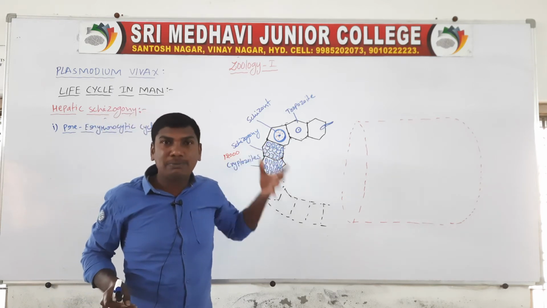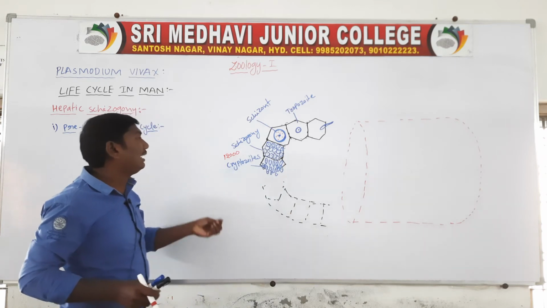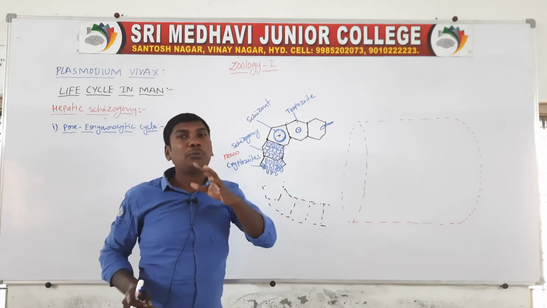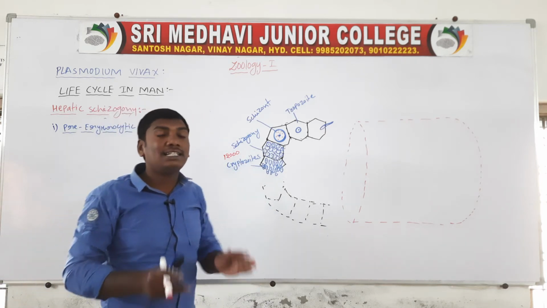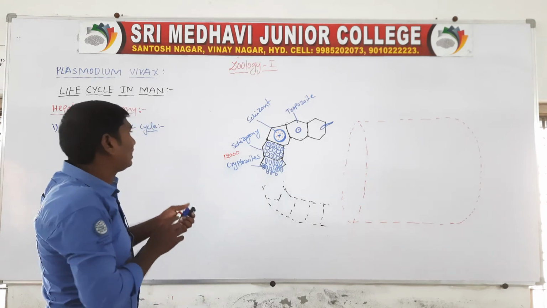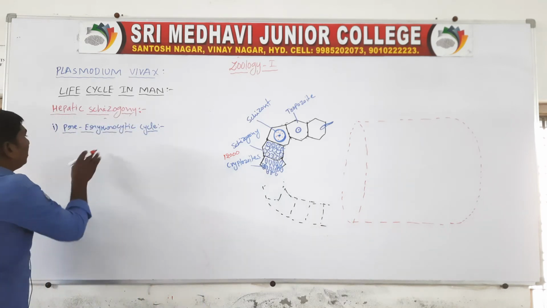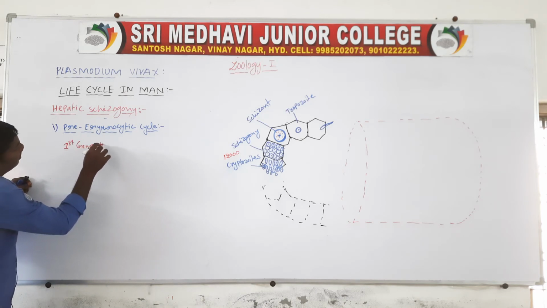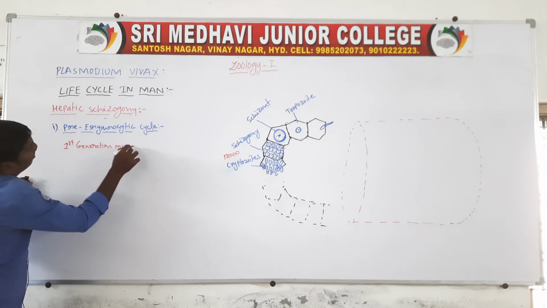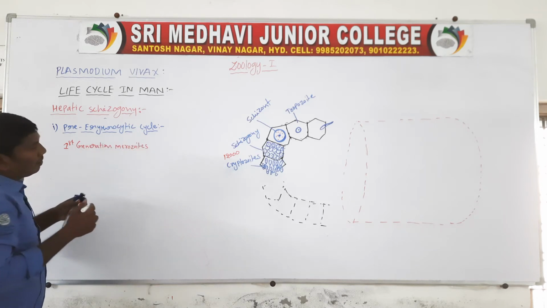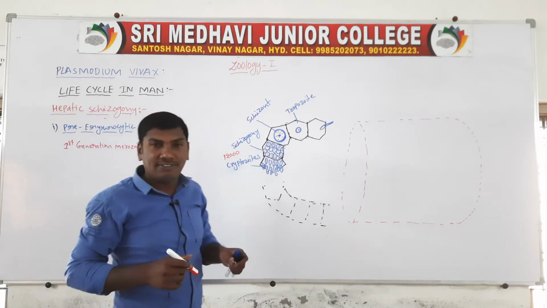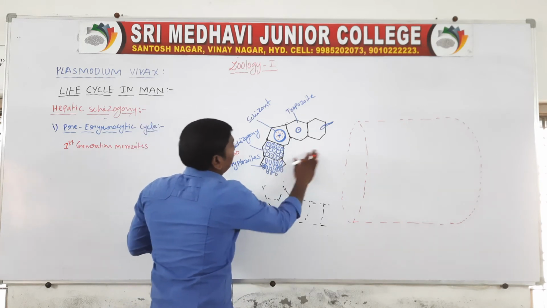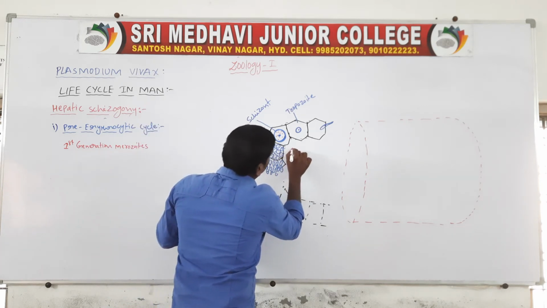Finally, the liver cell is bursting, releasing 12,000 cryptozoites. These cryptozoites are also called first generation merozoites. So this cycle is called the pre-erythrocytic cycle.